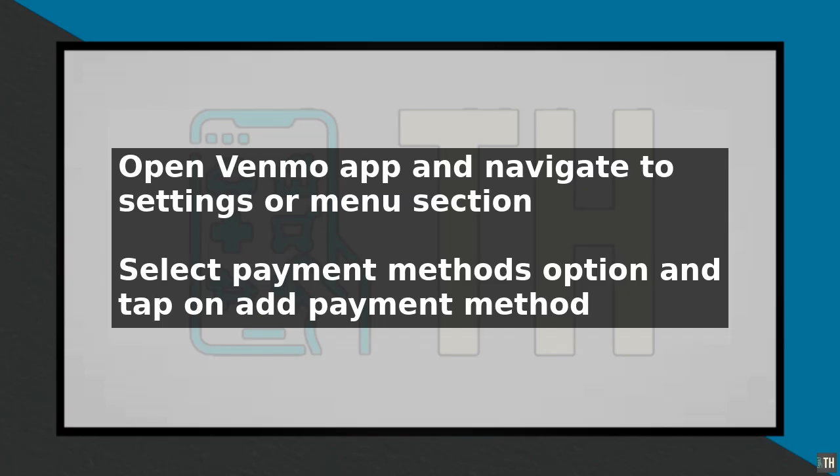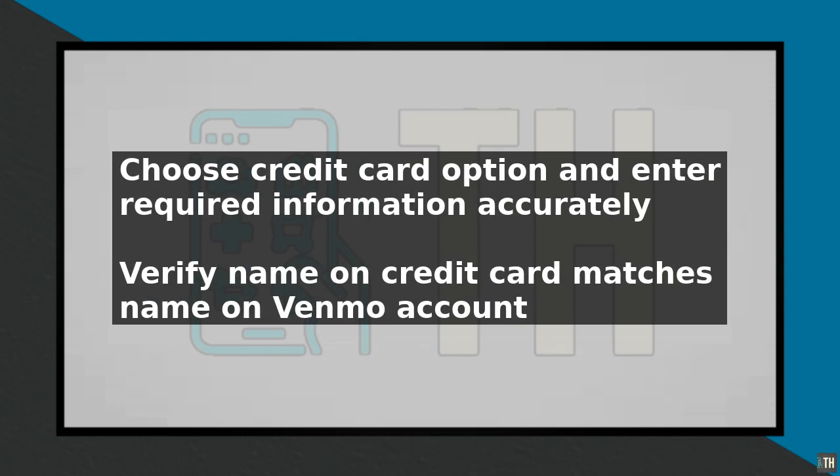You will see a list of available payment options, including credit cards. Choose the credit card option and enter the required information, including the card number, expiration date, and security code. Make sure to verify that the name on the credit card matches the name on your Venmo account. If the information is accurate, tap on Add Card to complete the process.